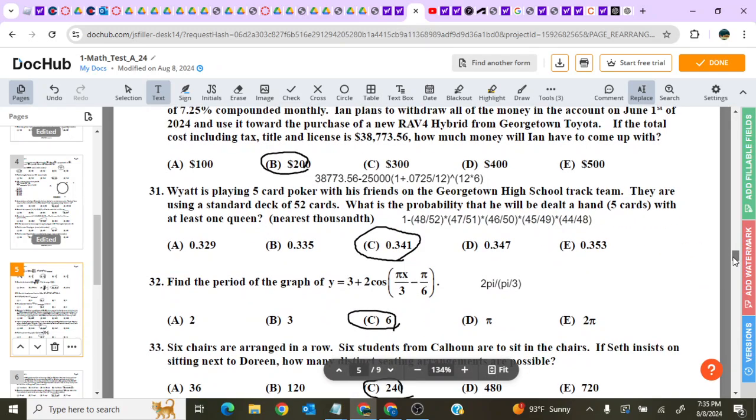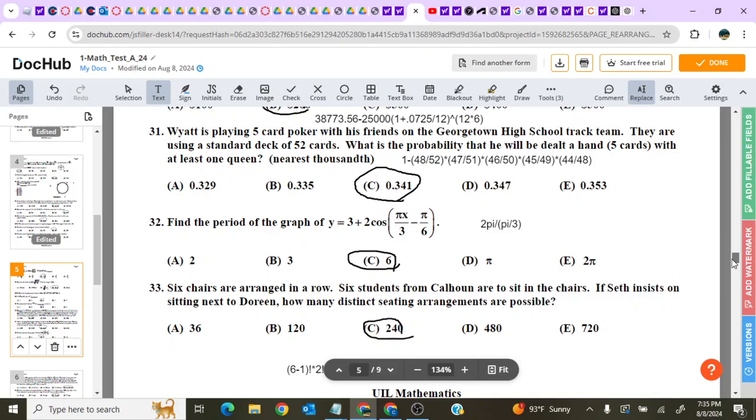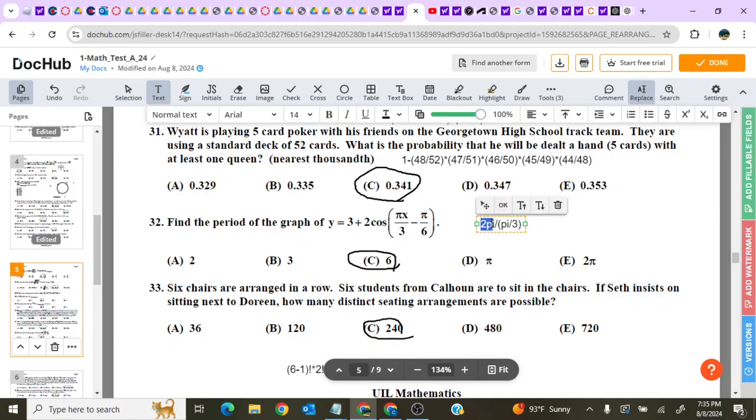Okay, what is the period of this equation? Well, the period of a normal cosine is 2 pi, but since x is being multiplied by something, the period, or the distance between the repetitions, has to be divided by that value. So you have to divide the normal 2 pi by this pi over 3 here. And if you do that, you get a period of 6.